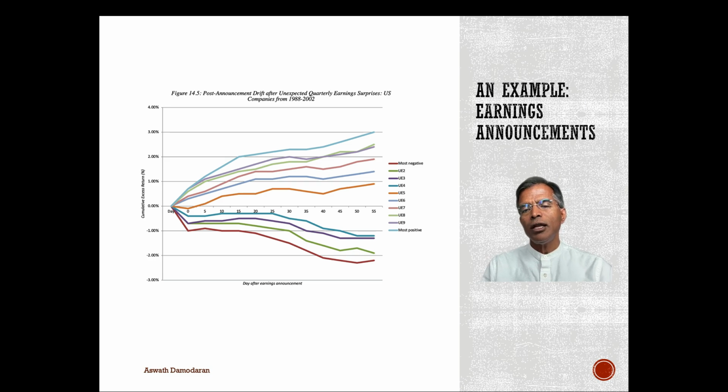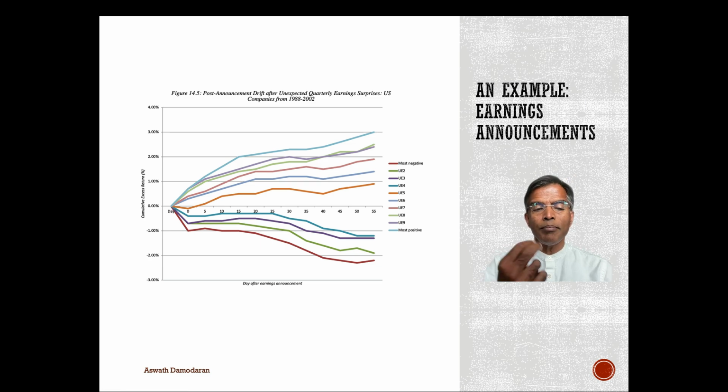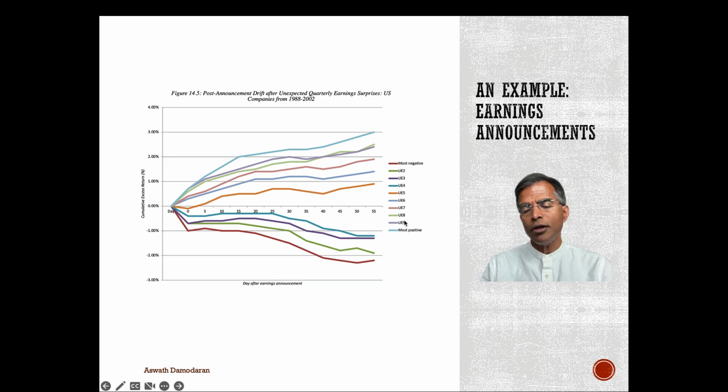One of the most studied information events of all time is earnings announcements. This is from studies of earnings announcements classified by the news in that announcement. The most positive earnings announcements are up there. The most negative earnings announcements are down here. First, look at the day of the announcement. You notice that there is a reaction, and the reaction is consistent. With good news, the price goes up. Bad news, the price goes down. So far, nothing there, right? But here's the interesting part. There is a drift here.